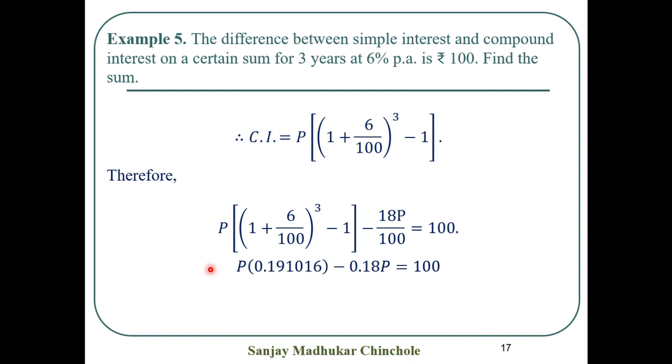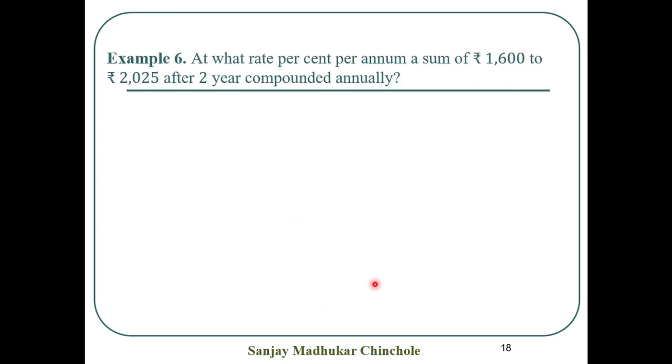When we subtract this, we will get 0.011016 times P is equal to 100, and so P is equal to 100 upon 0.011016, and approximately it will be equal to 9077 rupees 71 paise. So the principal amount on which this difference is given to be 100 is approximately 9077 rupees 71 paise.